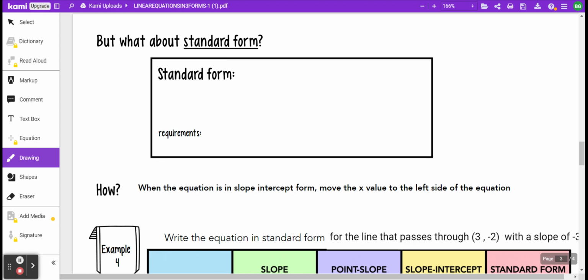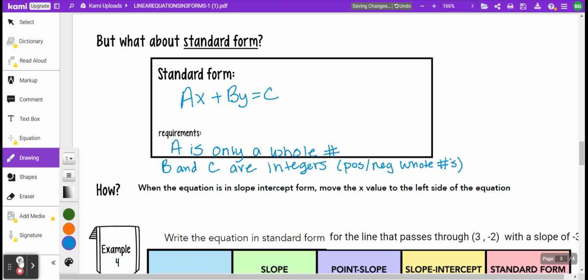Standard form, yesterday we talked about that equation being the ax plus by equals c. Some requirements to remember is that a is only a whole number, and that b and c are integers, meaning they are positive or negative whole numbers. No fractions, no decimals, any of that.